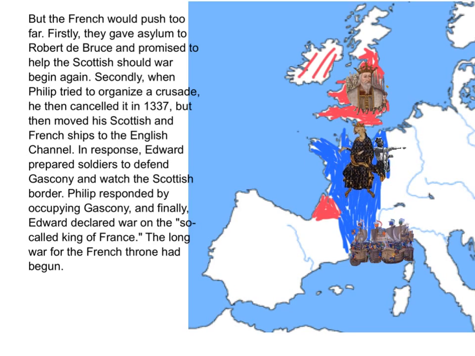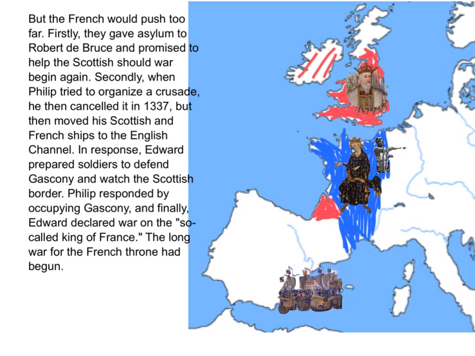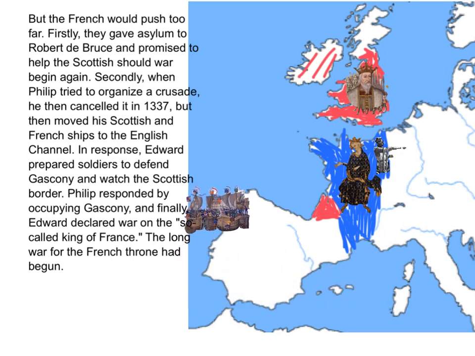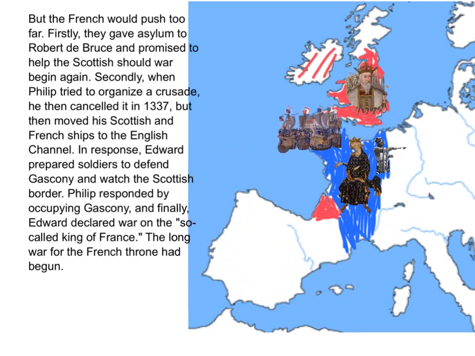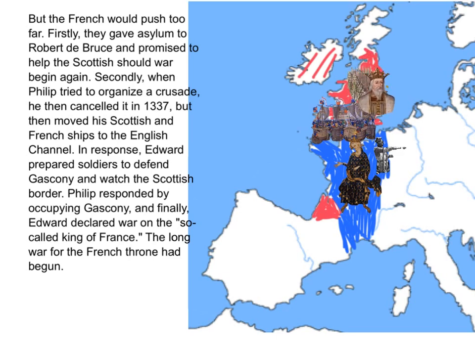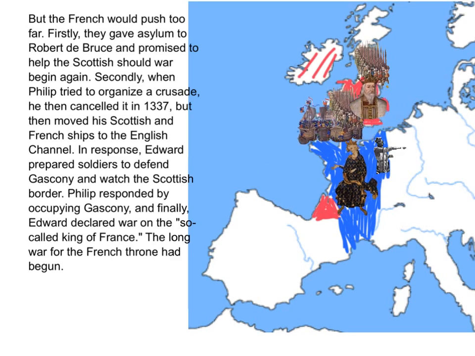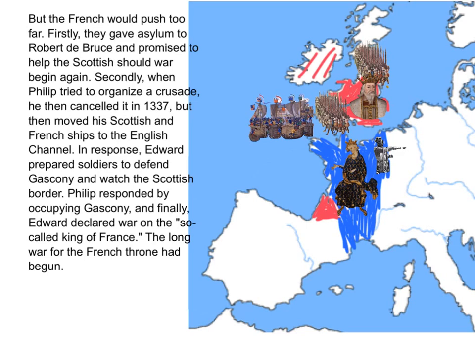Secondly, Philip VI had tried to organize a crusade, but he then canceled it in 1337. But instead of getting rid of his ships, the ships moved from Marseille in southern France to the English Channel, and these ships included both Scottish ships and French ships. In response, Edward saw a threat, and he prepared. He sent soldiers up to the border with Scotland, and he sent soldiers prepared to go defend Gascony if need be. So they got them ready on the Cornish coast to go to Gascony if need be.